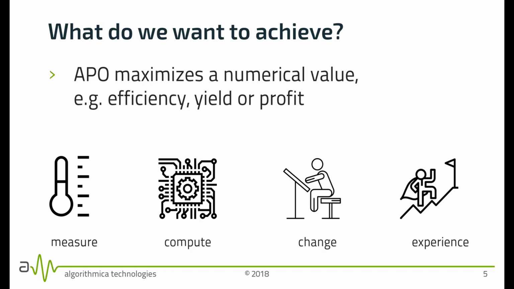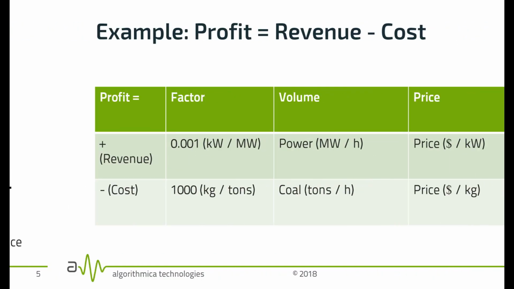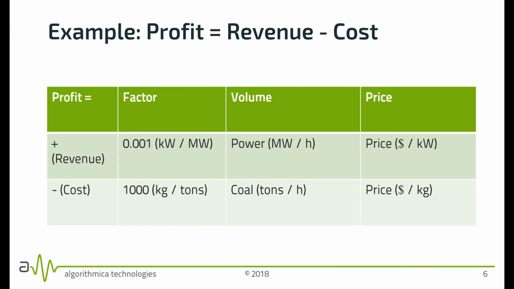That KPI that's being optimized has to be some sort of numerical value, and it could be a physical quantity such as efficiency or yield, or it could be a financial quantity such as profit. That is what we have to decide first. What is it that you will want to maximize? After we know the idea of what we want to maximize, there comes the task of spelling it out, how we're going to actually compute that value.